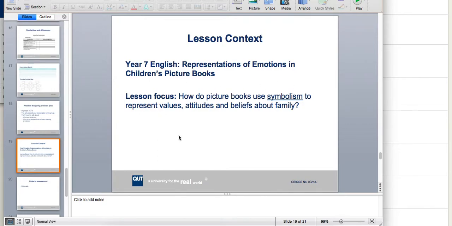Now, you can make the lesson however long you want to. To keep consistent with assessment 1, let's say that it's a 45-minute lesson. So you've got 45 minutes to start looking at how picture books use symbolism to represent ideas.